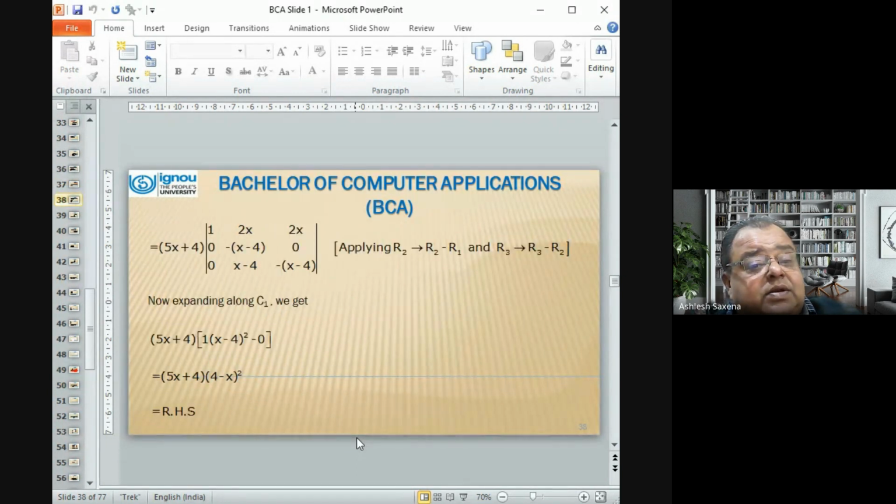I've made row 2 and row 3 as 0. This element will become 0 because I have to subtract: R2 tends to R2 minus R1 and R3 tends to R3 minus R1 or R2 as required. We are going to get this part. Again, you can see we have made 3 elements as 0. So we will be solving this part only because this will be 0. That means we are left with minus and minus plus. x minus 4 into x minus 4 is x minus 4 whole square. Okay, this is what was required.